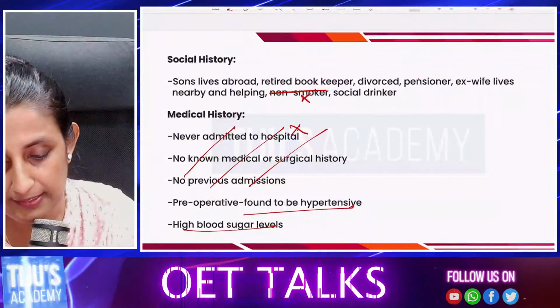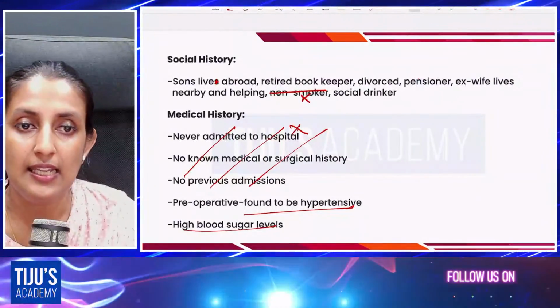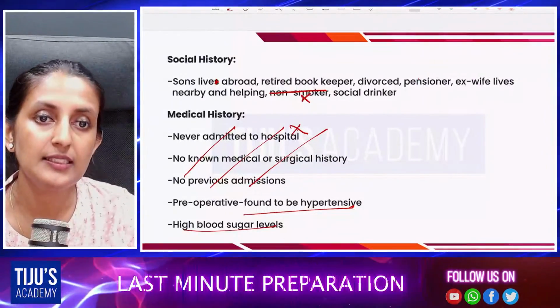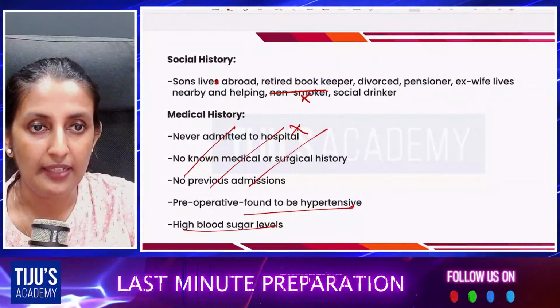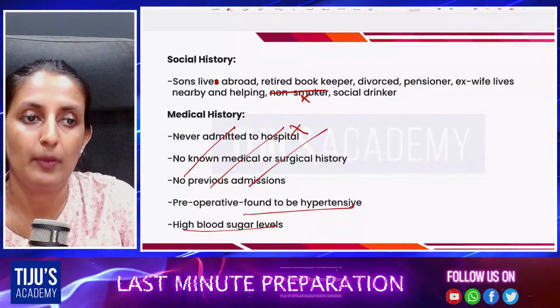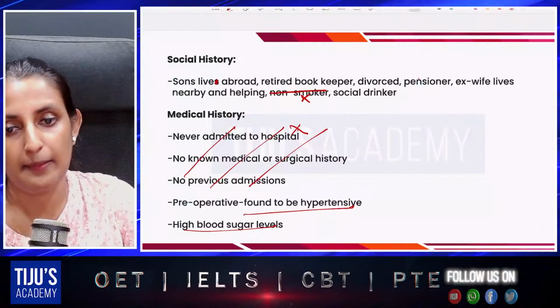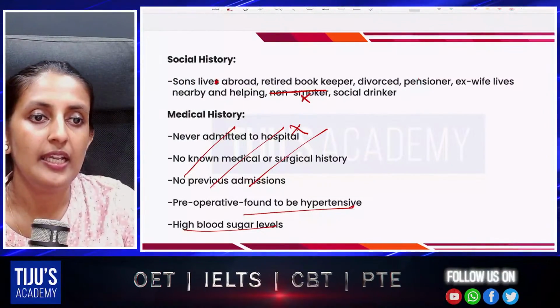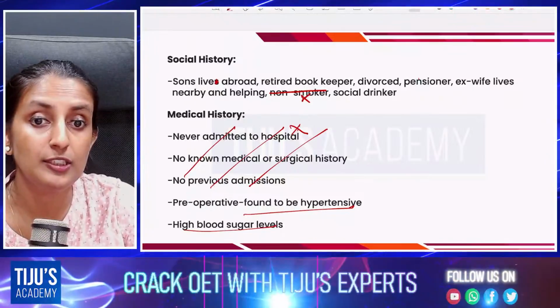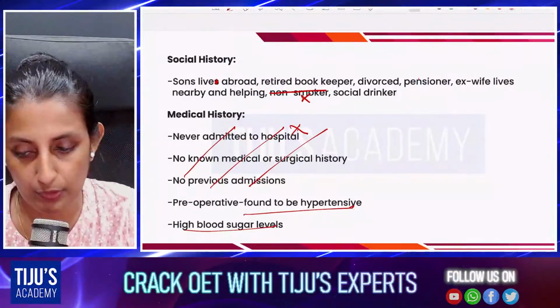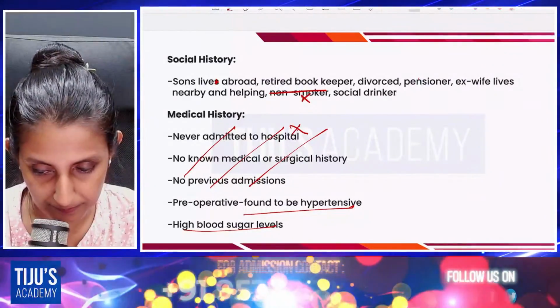If it is sons, then live is enough; if it is son, then lives is needed. His sons live abroad and he gets help from his ex-wife who lives nearby. And he consumes alcohol socially, we can say. That is all about the social history part.